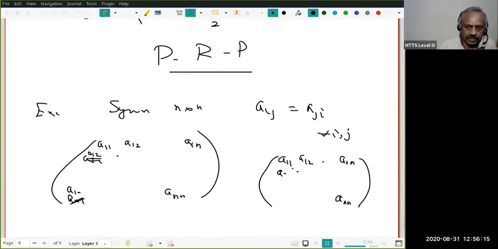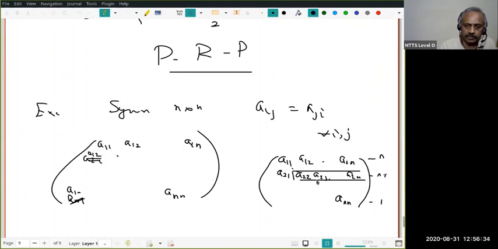Now let's come to A21. Here it is already determined. Therefore, I can only choose A22, A23, A2n. Therefore, these n minus 1 elements, I can choose any real number. Therefore, in the first row, there are n coordinates. For the second row, I have n minus 1 coordinates. Last row, I have 1 coordinate.